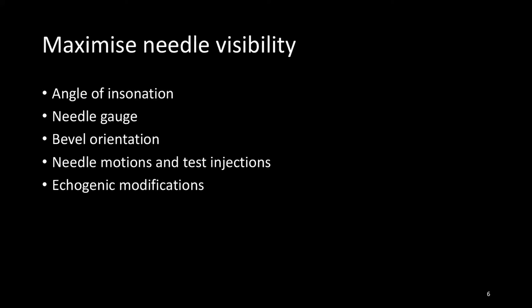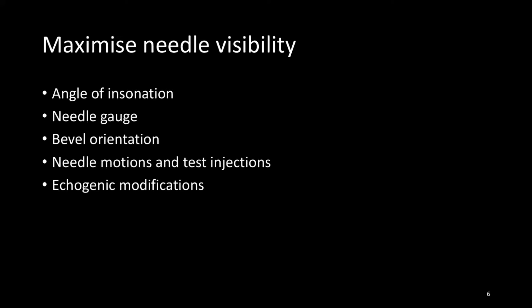So how can we maximize the needle visibility? Visibility of the needle generally depends upon the angle of insertion and the needle gauge, then the bevel orientation, needle motion and test injections, and along with that echogenic modifications. Whenever the angle of insertion or the incidence angle is such that the needle is parallel to the transducer, we generally get the best picture of the needle throughout.